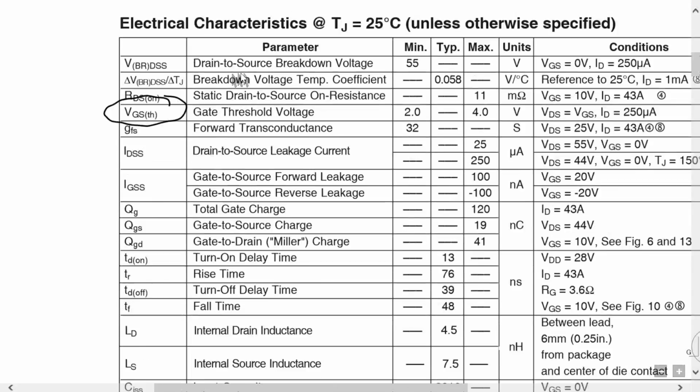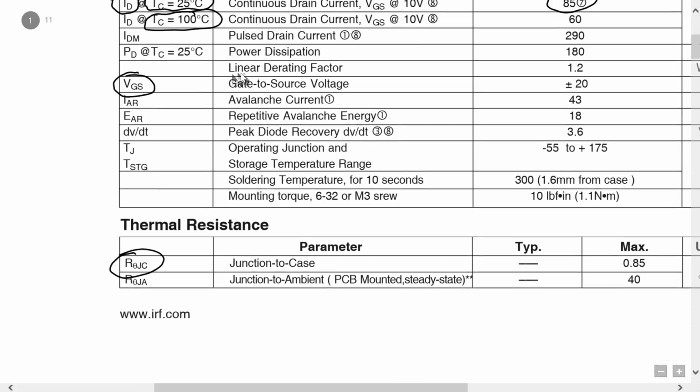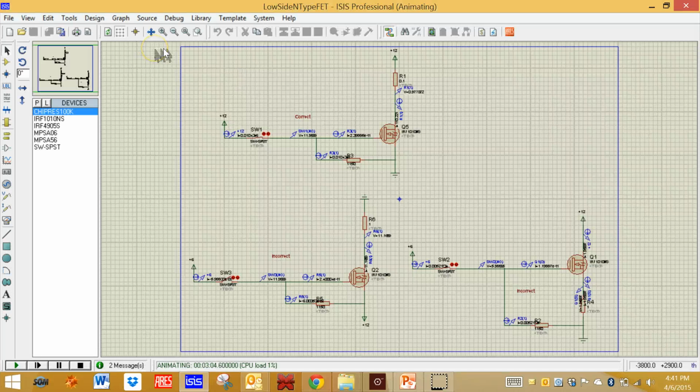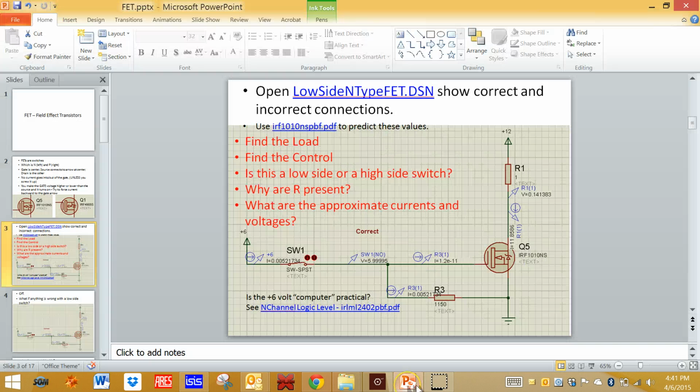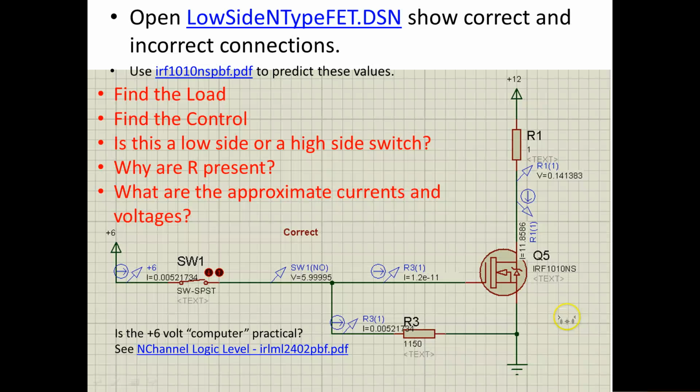So I think that kind of shows it. On an exam, what am I expecting you to do? Well, what I'm expecting on an exam is basically these kinds of things that are here on this chart. Find the load, find the control, whether it's a high or a low side. Why are the resistors where they are, and what difference does it make? And then to be able to approximate these values. That's what I expect on an exam.